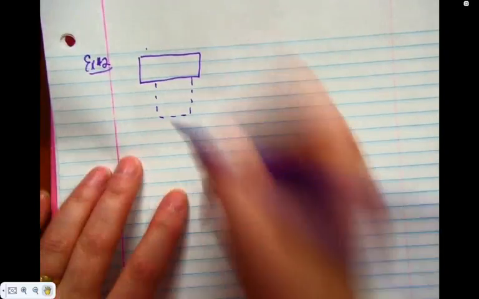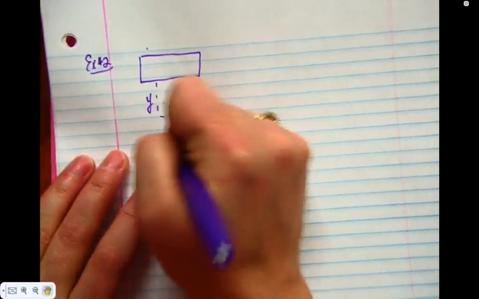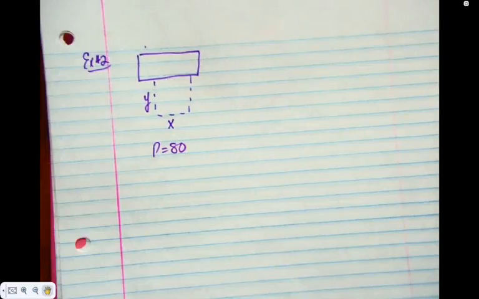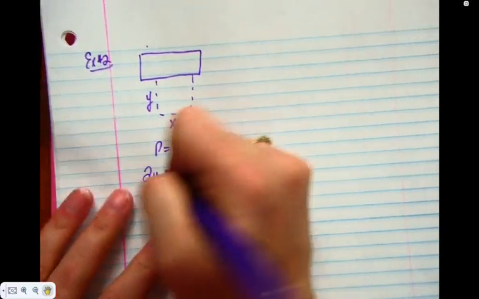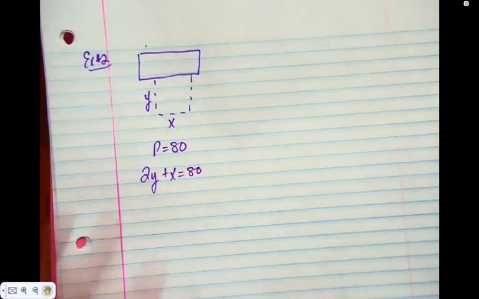I'm going to call one of the dimensions x and one of the dimensions y. It doesn't matter what I call what. I just tend to do length as x. I need to get an equation for the perimeter. So I know that the perimeter equals 80. All I need to do is figure out how many x's and how many y's. So I don't have 2 and 2 this time. I have 2 y's. How many x's do I have? Just 1 x, and that's going to equal 80.